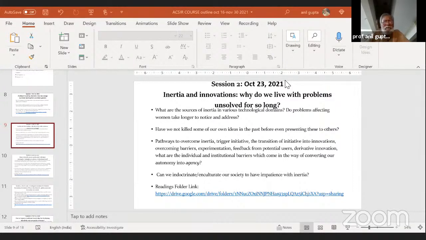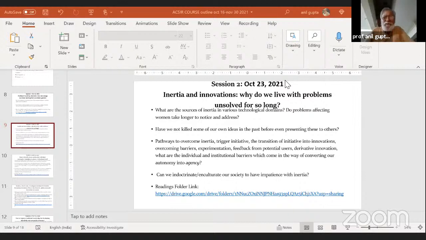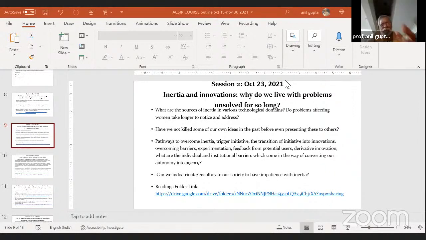So you will reflect on the sources of inertia. And you are scholars, so you should give me a little more reasoned proposition. Maybe you can make a diagram or a flow chart and show how this inertia persists. Apply your mind, think of it carefully. Why do we live with problems so long? Why do problems of a woman take long to notice? Why do we kill our ideas? Many times you get a good idea and you say, well, no, it's not simple. Each one of you has heard this. So we will look at the ways in which we can overcome this inertia.